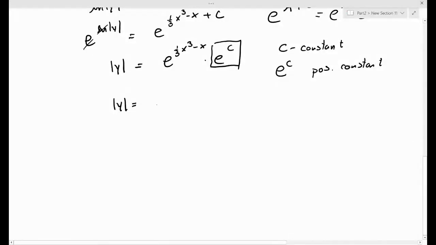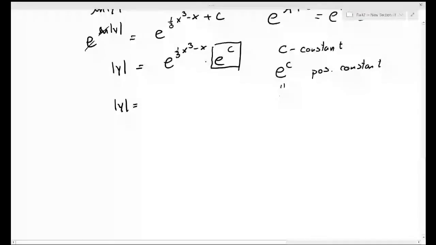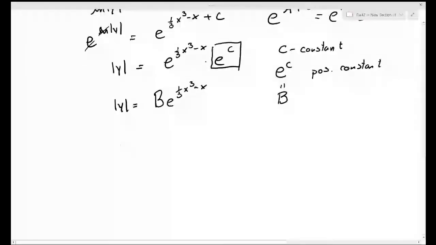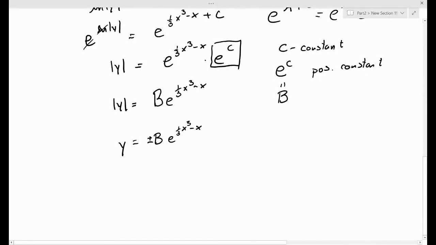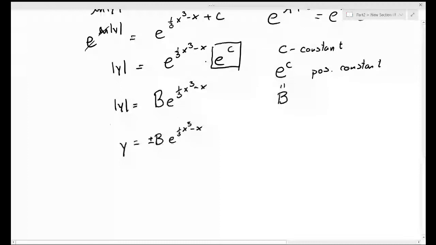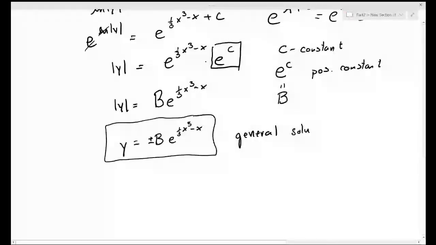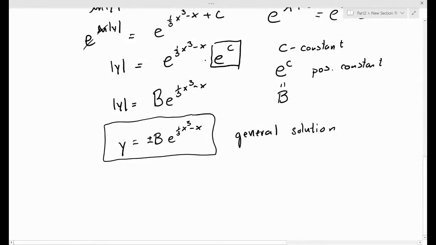So we can just rename that. Let's call this b or something. So then y is plus or minus this arbitrary positive constant. So that's just an arbitrary non-zero constant. Okay. So this sort of solution with an arbitrary constant of integration is called the general solution, because in a sense, you get a family of curves or functions which satisfy the original differential equation.